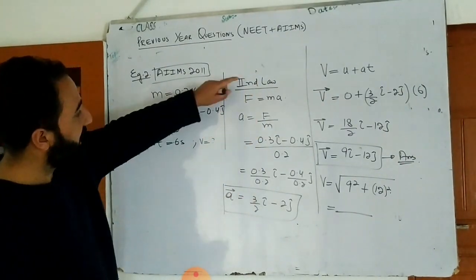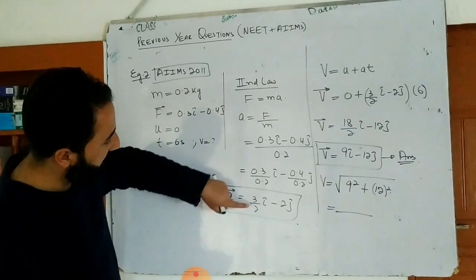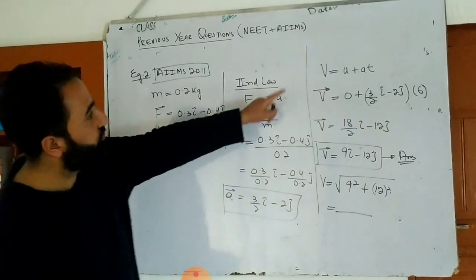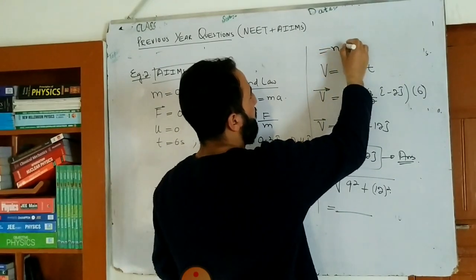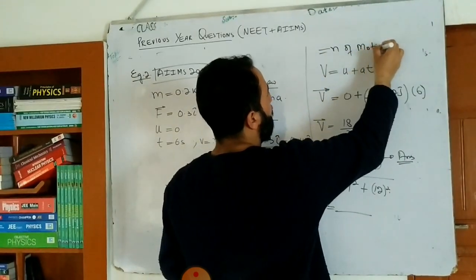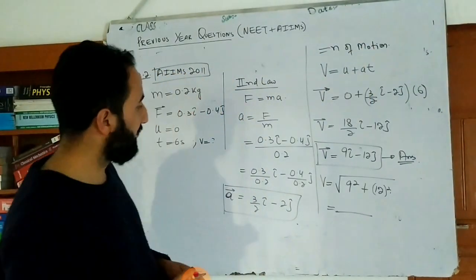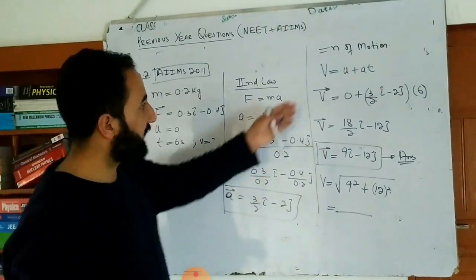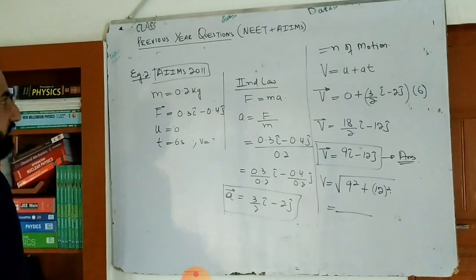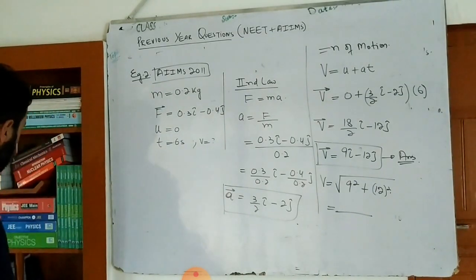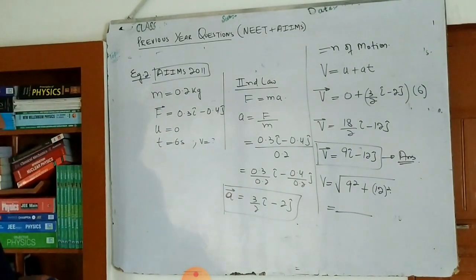F is equal to m multiplied by a. From here I will first find the acceleration, and then substitute in this equation. This is the equation of motion: v is equal to u plus at. Initial velocity is 0, acceleration we have calculated, and time is given to us. From here we can calculate the velocity at the end of 6 seconds. Okay, so again pause the screen and write it down.